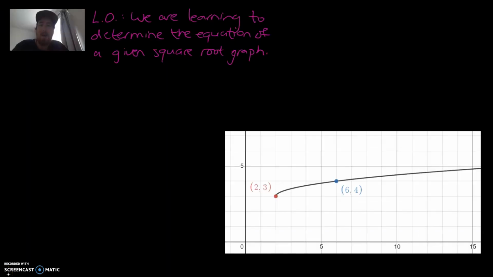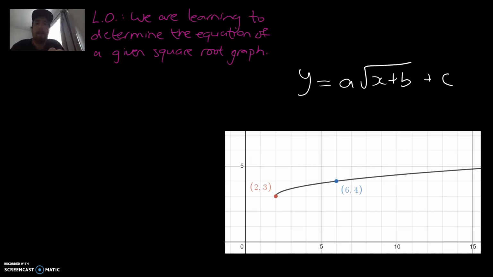Hey guys, and we're back. We've got our new learning objective. We are learning to determine the equation of a given square root graph, and I've got a given square root graph here. So first step, let's write our general formula. So y is equal to a, the square root of x plus b, plus c.